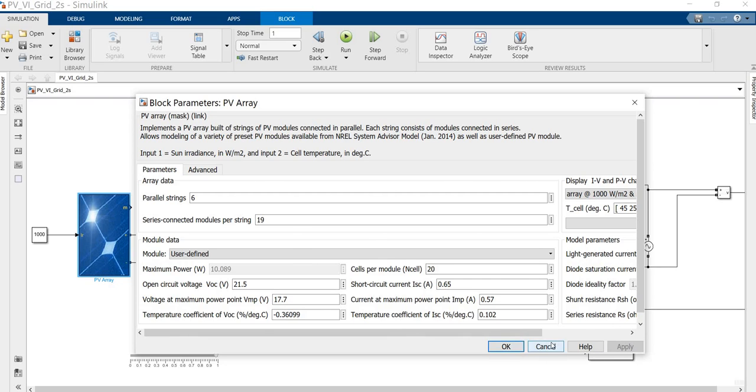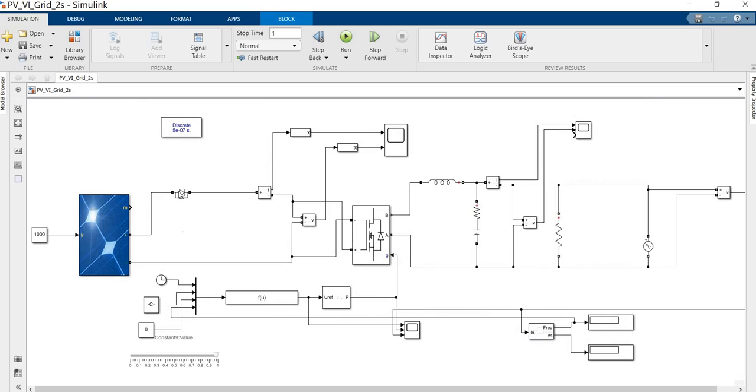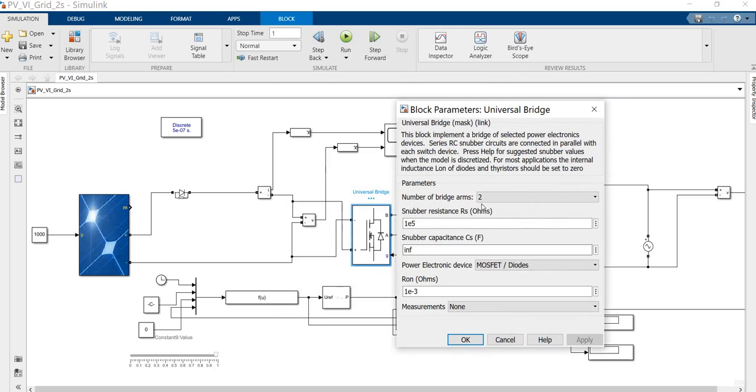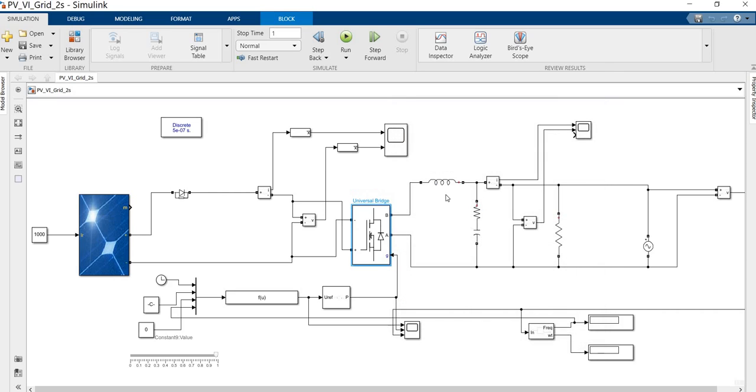Next, this forward blocking diode is used to avoid reverse power flow. Next is the current measurement, and this is the DC voltage measurement. Again, this is the universal bridge, which is single phase, with two arms selected. The snubber resistance is 1e5, and we are selecting the MOSFET with diode action.